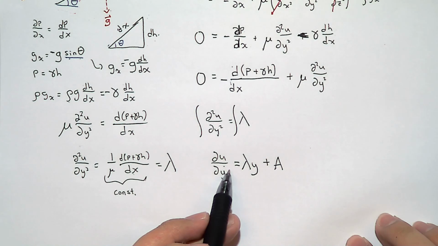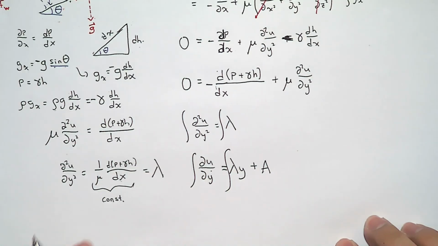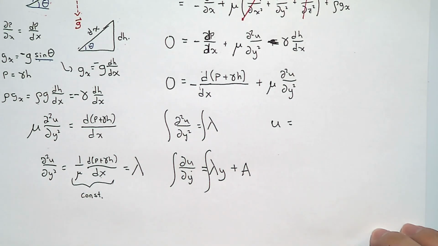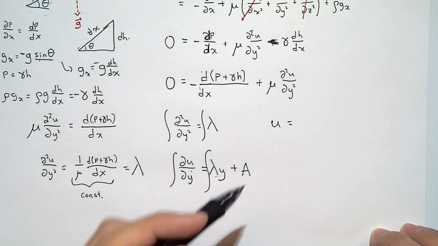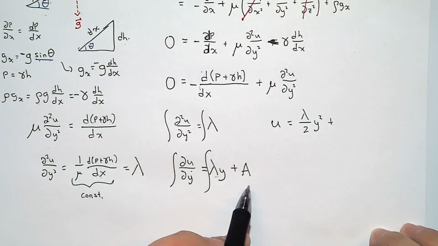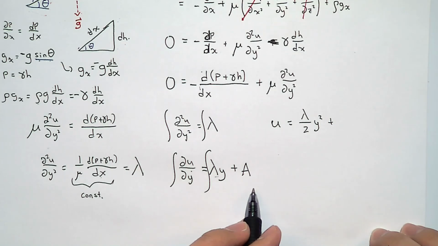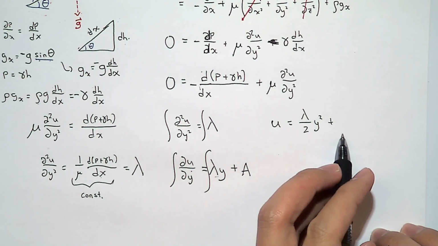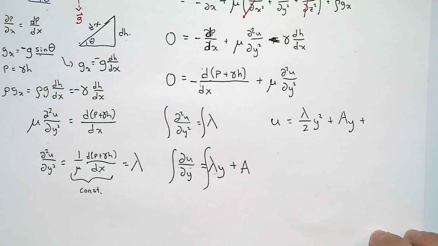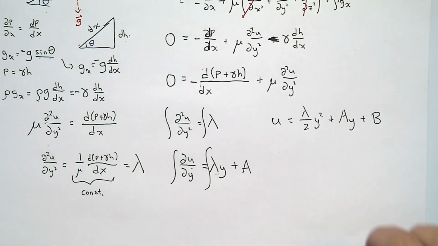And then how do we solve for the velocity field? We integrate again. I want b this time. So we integrate again, and we get, what's the integral of lambda y? 1/2 lambda y squared. What's the integral of a constant? Constant times the variable, that's correct. And then what am I missing? A constant. I'm going to call it b. Good. So we have a pretty simple equation.